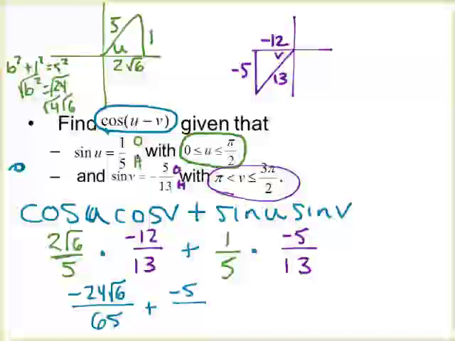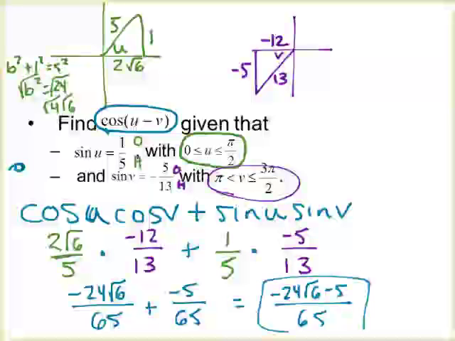Then we get -5 over 65, which could be reduced, but don't, because at this point we have a common denominator, so that means we can put it all together over that denominator. And that's our final answer.